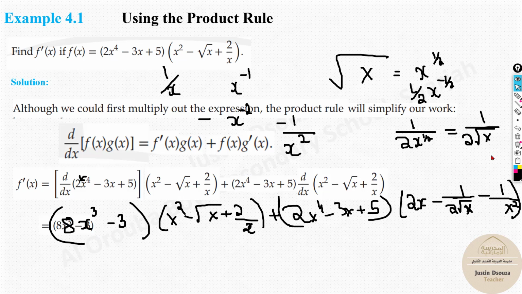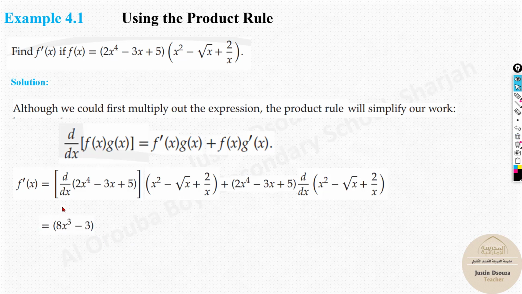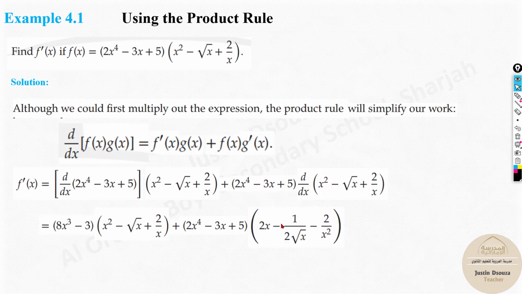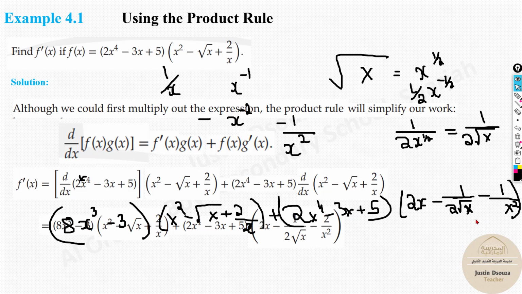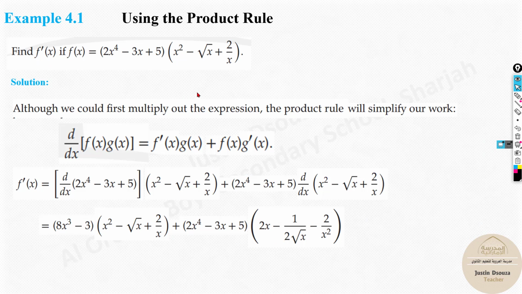So you can see over here, 4 comes down, 8x cube minus 3, this term as it is, and this term as it is. And what happens over here? 2x minus 1 by 2 root x minus 2 by x squared. This is what we have got. So this is the answer for the derivative using product rule.